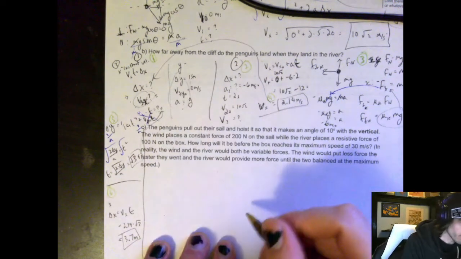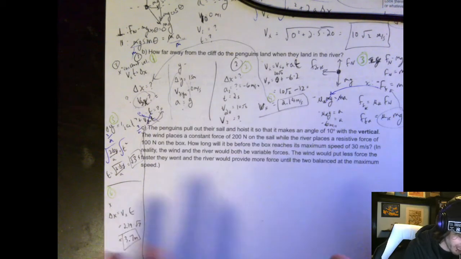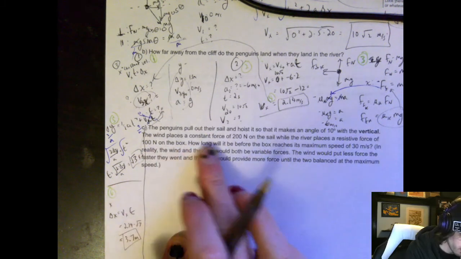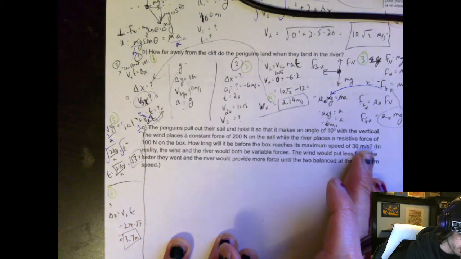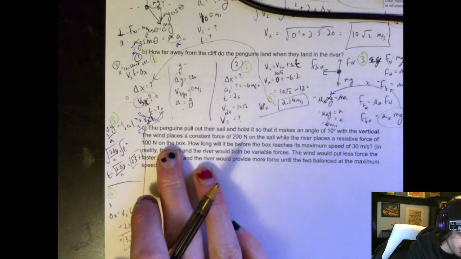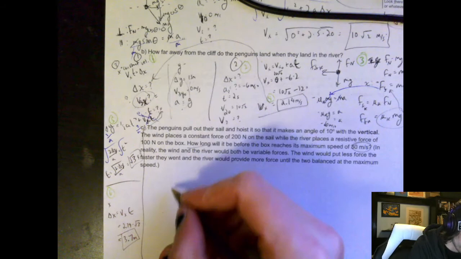So, they hoist up their sails, which they apparently had with them, making an angle of 10 degrees with the vertical. The wind places a constant force of 200 newtons on the sail, while the river places a resistive force of 100 newtons on the box. How long will it be before the box reaches its maximum speed of 30 meters per second? So we're looking for the time.